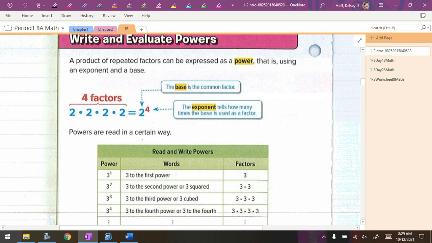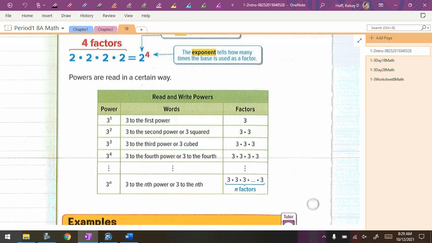Something that's super important to Miss Hoff is that you read your answer correctly out loud when I ask you for an answer. I will not let you say, oh, that's a 3 with a little 4. I will make you fix it to say it appropriately. So we would say 3 to the 1st power, 3 to the 2nd power, 3 to the 3rd. Sometimes they say cubed, 3 to the 4th power. Or you could say 6 to the 8th power, b to the 3rd power. Okay, so your little number is your power or your exponent.